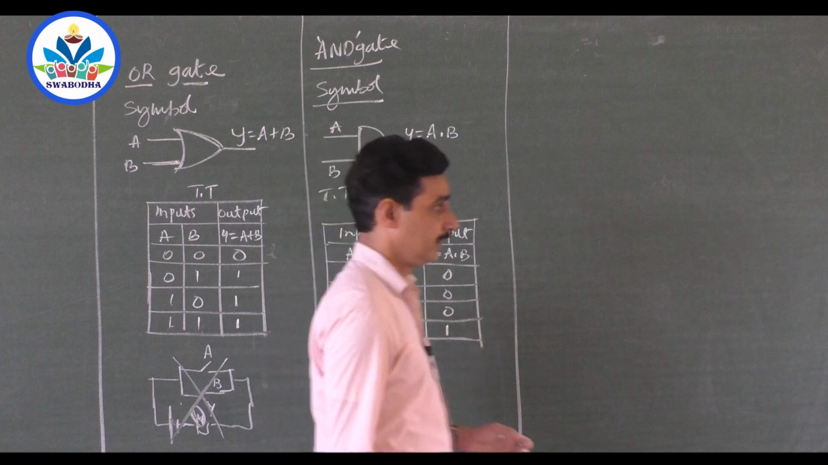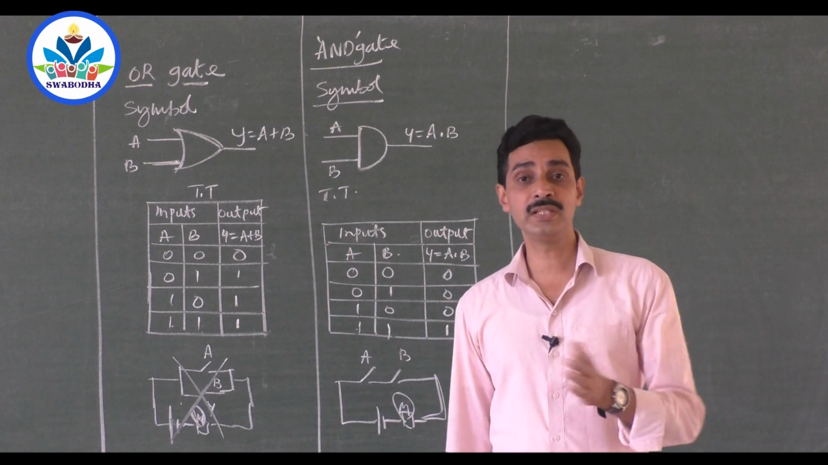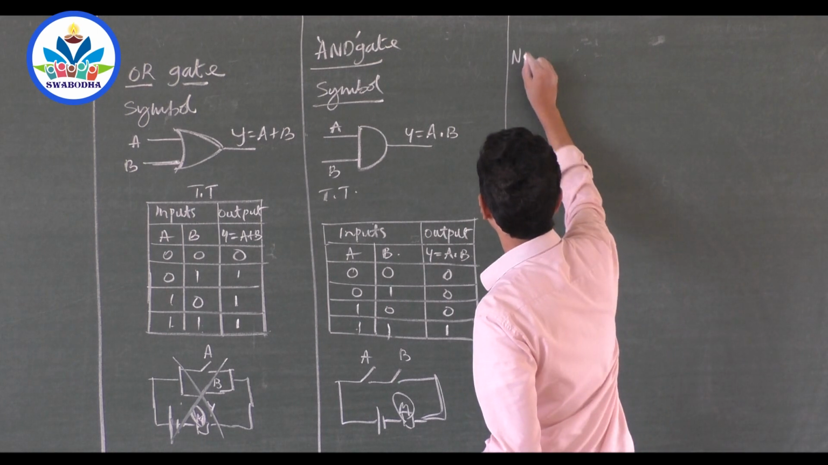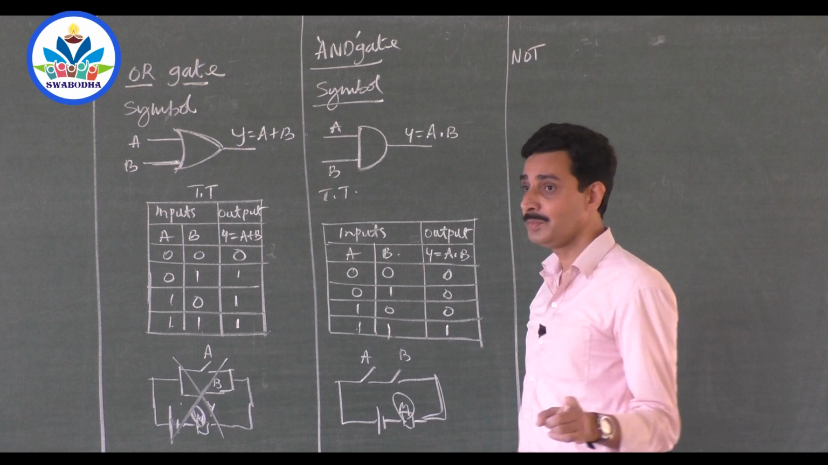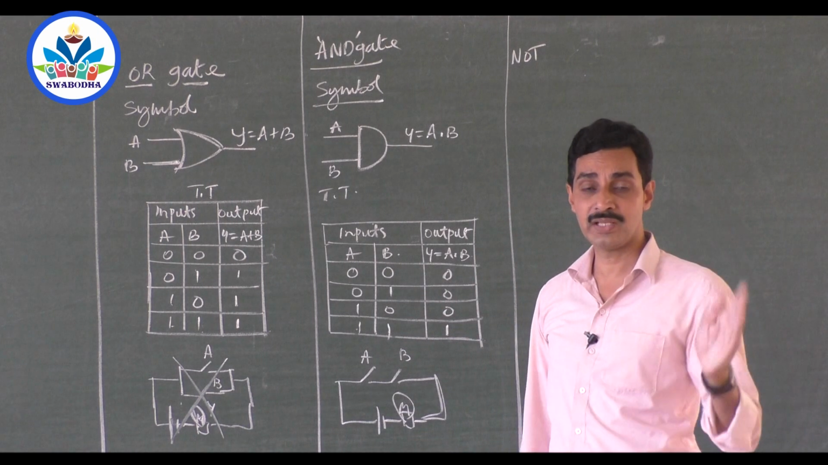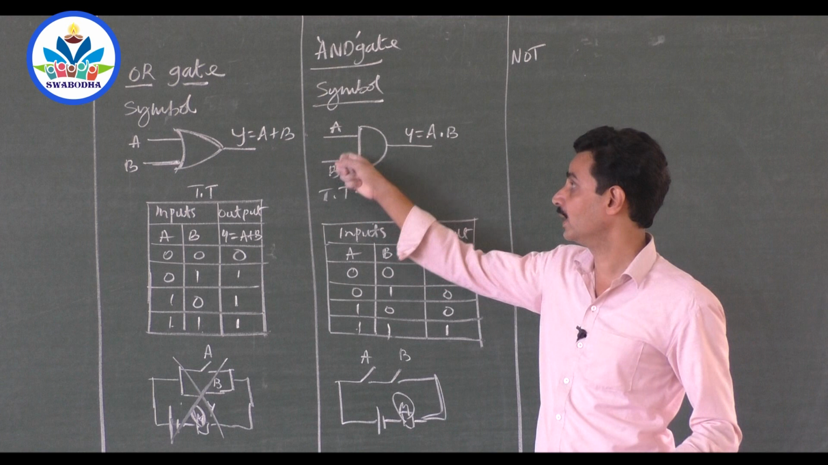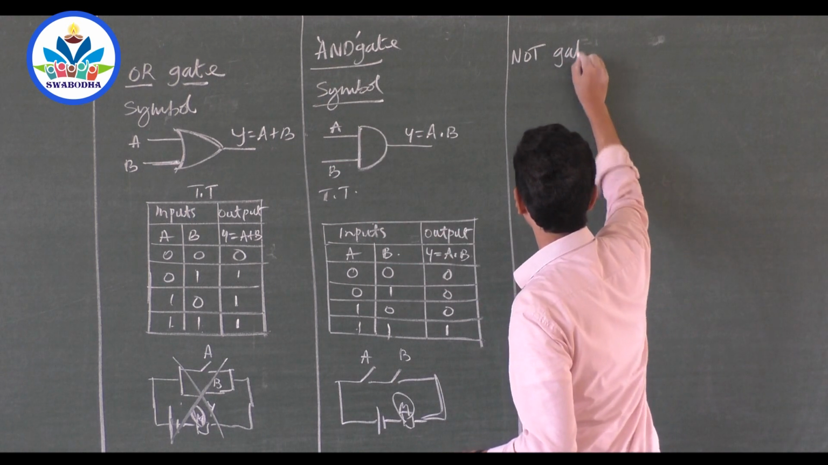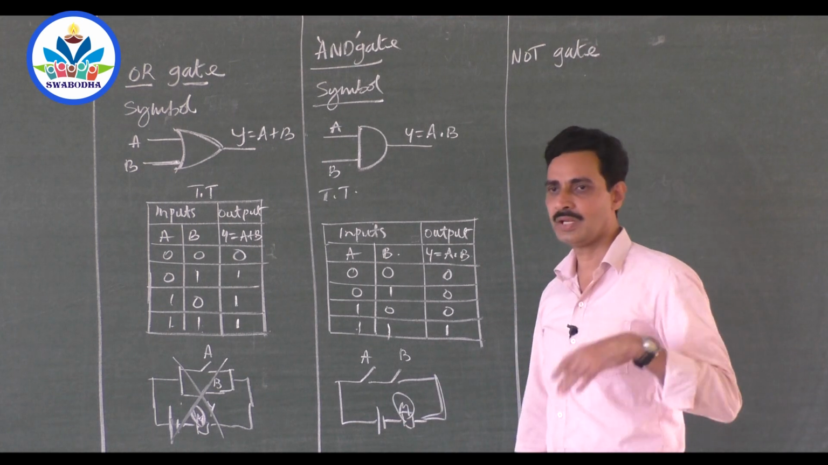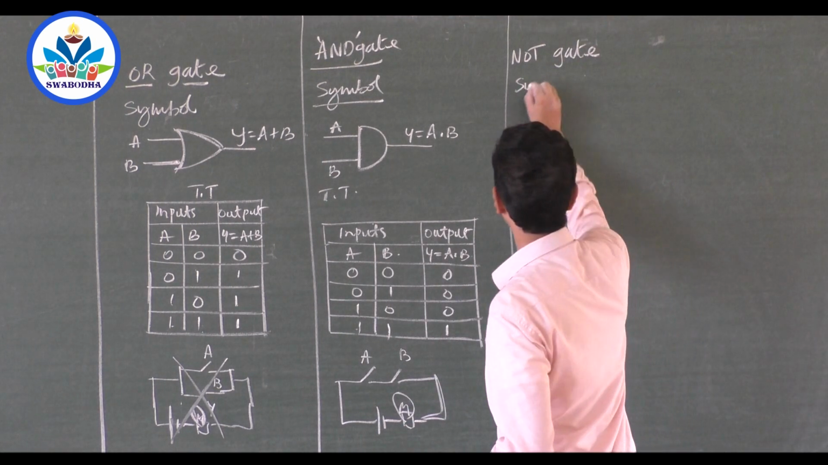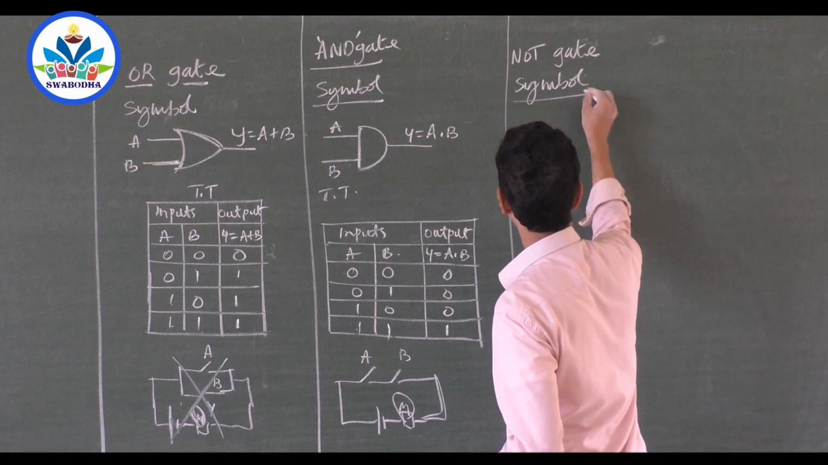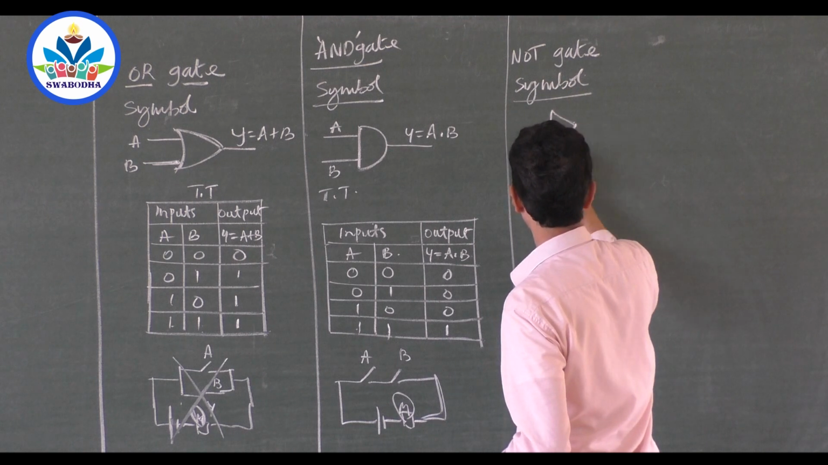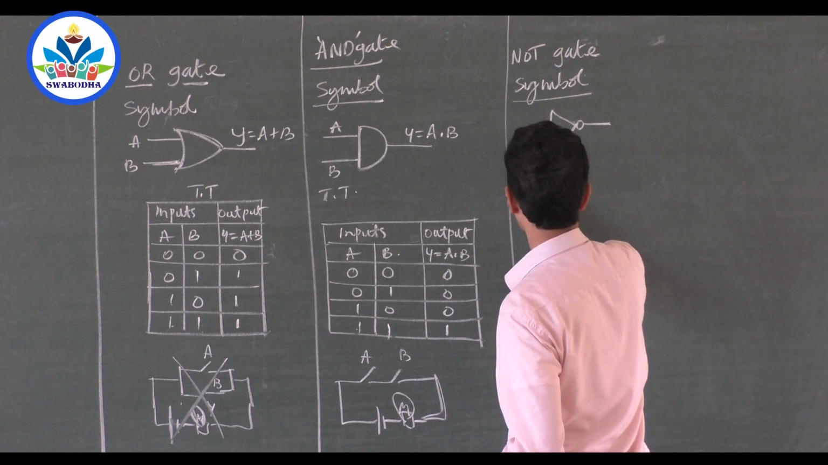What is NOT? NOT comes from the sentence 'output is not the input.' A NOT gate is a logic circuit which contains only one input and one output. That is the only gate which has one input and one output. For all the other gates, you will have two or more inputs and one output. Don't confuse the symbol with the diode. The symbol is like this. You don't have a line here. It's very similar to a diode, but you have a bubble here. This is the NOT gate.